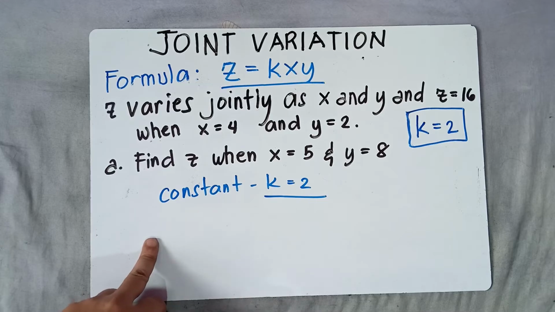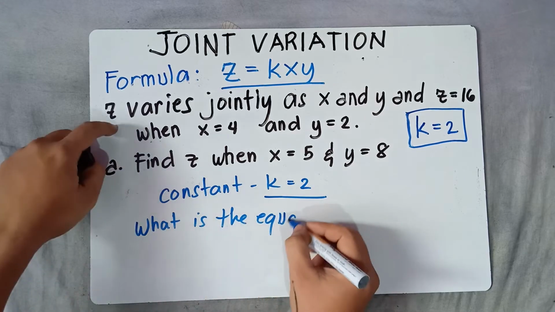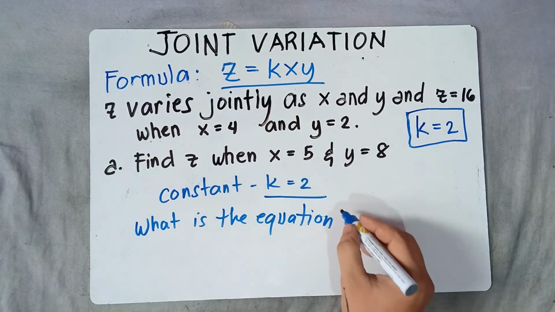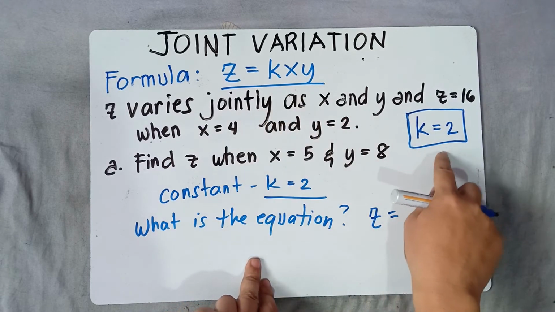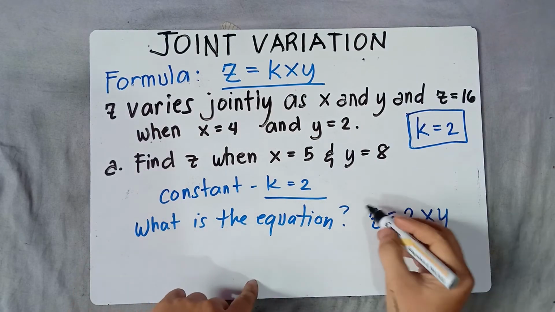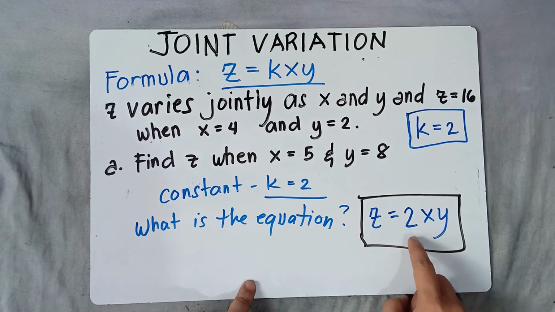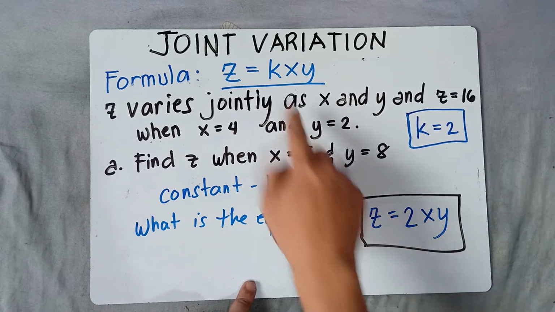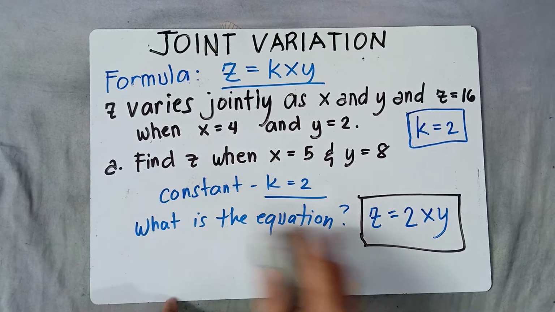So that's your answer. Now, if there's a question there, what is the equation? Given this statement, z varies jointly as x and y. So if there's a question in the exam, what is the equation? So your answer will be z equals, copy k, k is 2, then copy the x and y. So that's the equation. Z equals 2xy. Once again, if there's a question, what is the constant? Your constant is 2. And if there's a question in the exam, what is the equation? So your answer will be z equals 2xy. Just simply substitute the value of k, which is 2, then copy xy. This formula from this equation that we have. So that's the equation. Alright, so let's solve this one, a.